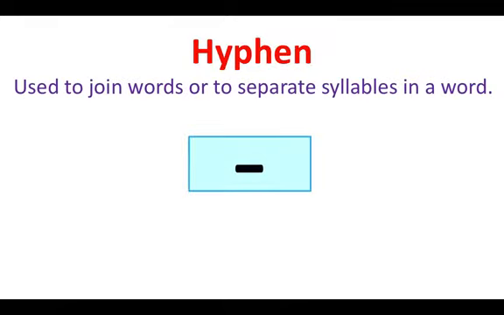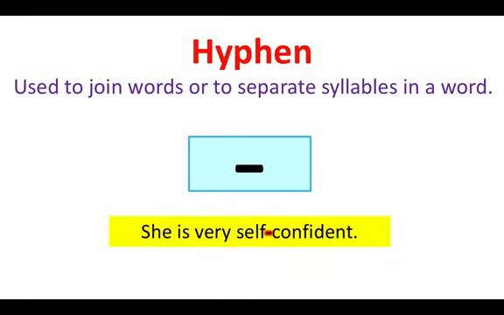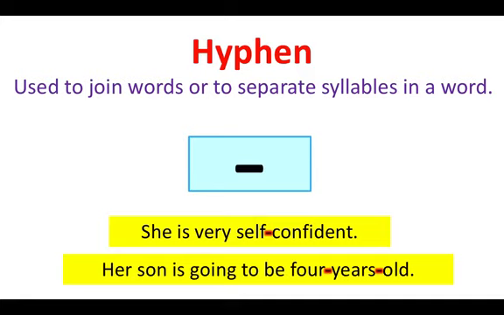Hyphen. A hyphen is used to join words or to separate syllables in a word. For example, she is very self-confident. Her son is going to be 4 years old.